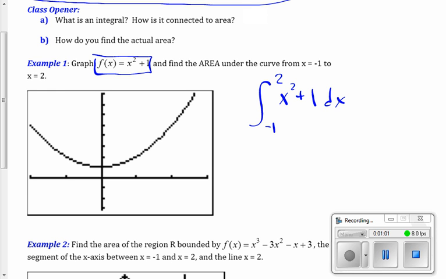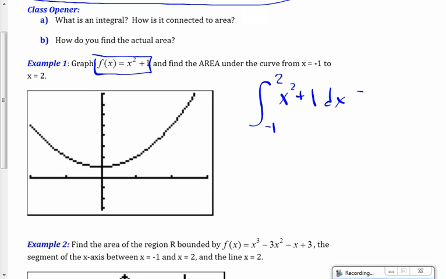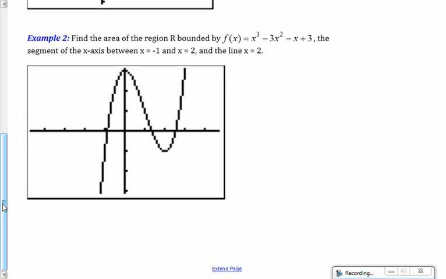You get that? Okay. Anybody have a value for that? Anybody go so far as to evaluate it? 6. Lots of people got 6. We're good with that? Okay. Second one now. We're going to move from net area to total area. So example 2 is asking for this plus this.